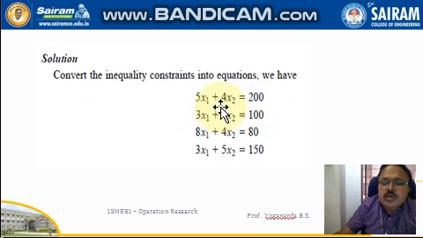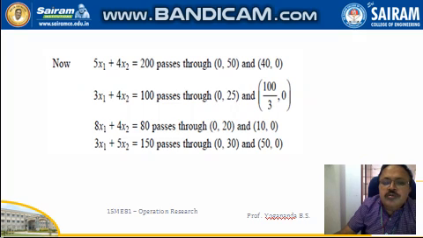Removing the inequality constraints, make everything an equal sign. So we'll have four equations here. In each equation, either we take x1 as 0 or x2 as 0 to get the other variable. If you take the first equation, 5x1 + 4x2 = 200, if you make x1 0, x2 becomes 50. If you make x2 0, x1 becomes 40.